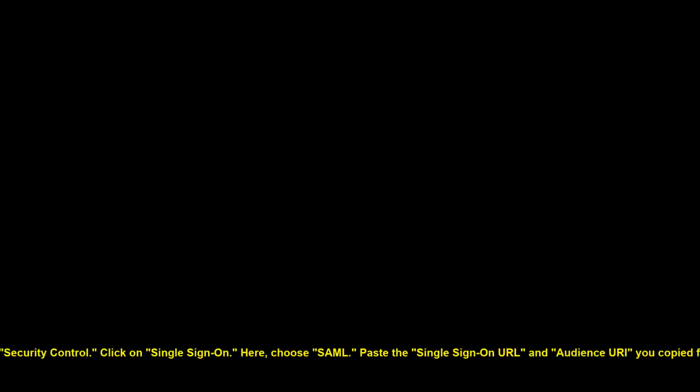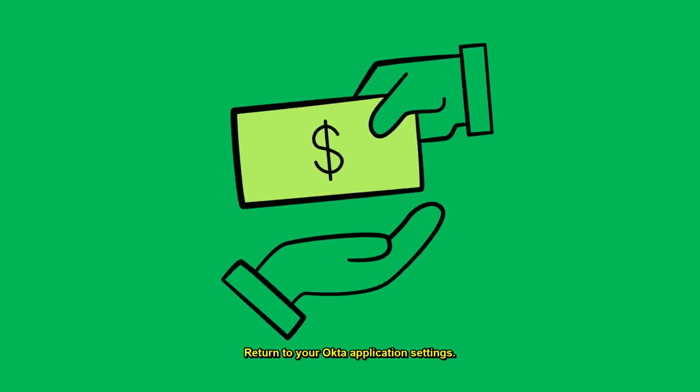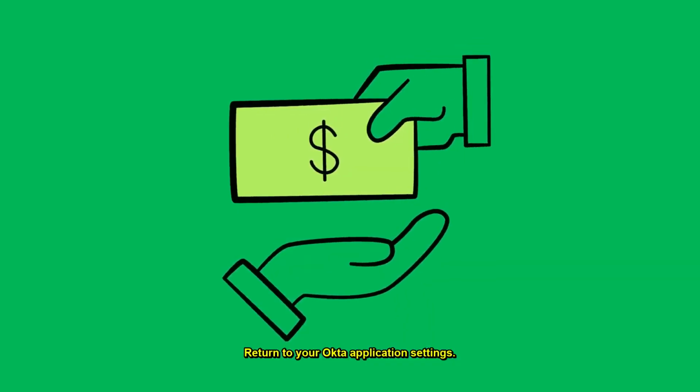In another tab, log into your Zoho CRM account. Go to the Setup menu and select Security Control. Click on Single Sign-On. Here, choose SAML. Return to your Okta application settings.